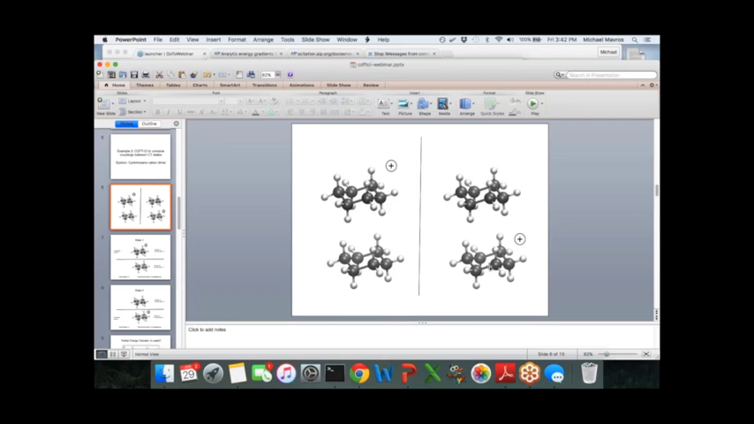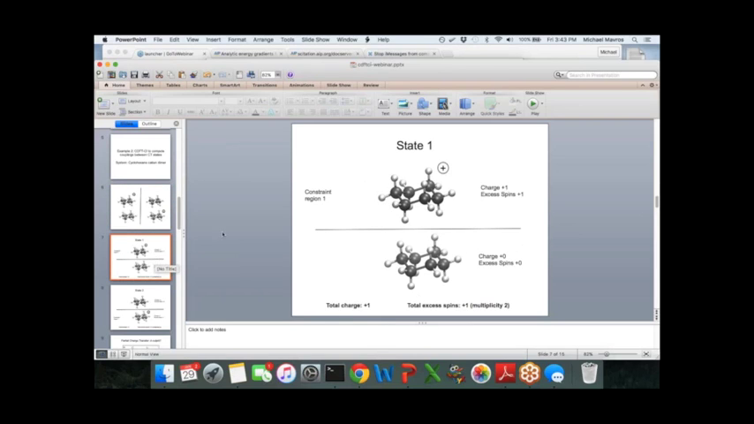Okay. So in order to do CDFT-CI, I have to define my 2 states. The first state is going to be the first one of these that I showed you, where the positive charge lives on the top molecule. So this thing right here has an excess charge of +1 and also a single excess spin.